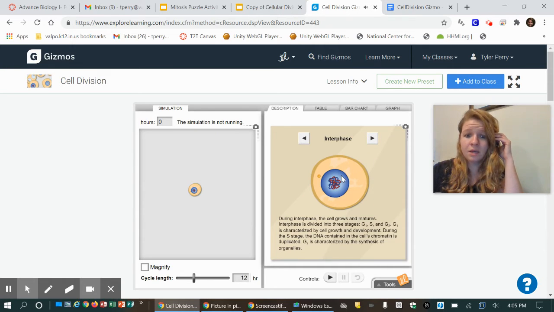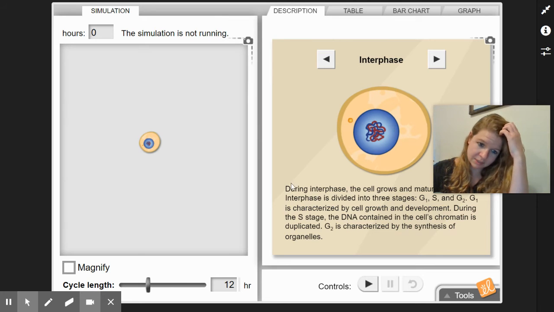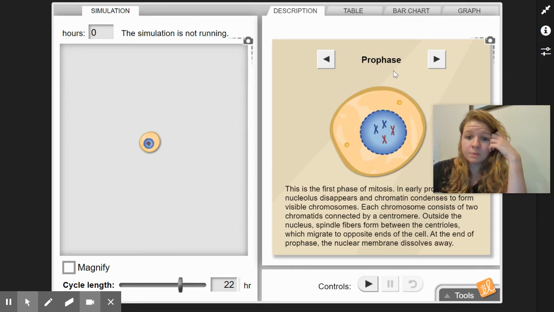You have interphase. So see how in here we have this chromatin, right? So that's our DNA. That's what we need for our cell. It's all wound up together and it's kind of a mess, but it's here in our nucleus. And remember, we have our G1, our S, and our G2 phase. Moving on to prophase, that's when our chromatin condenses and becomes organized and it comes into these little guys called chromosomes.